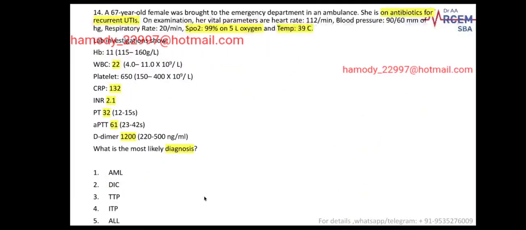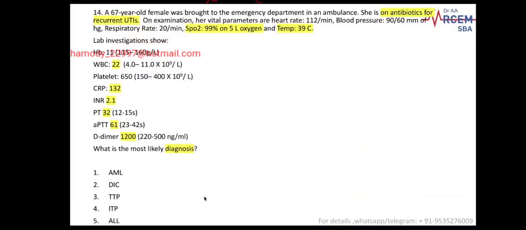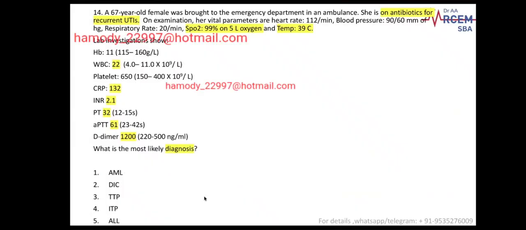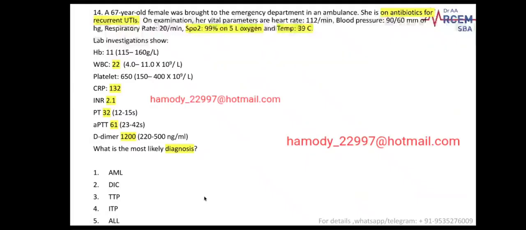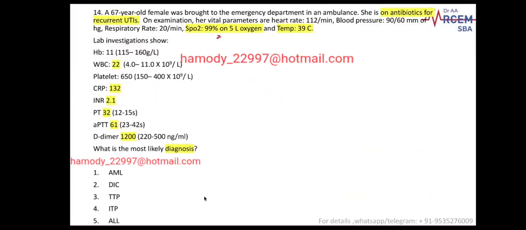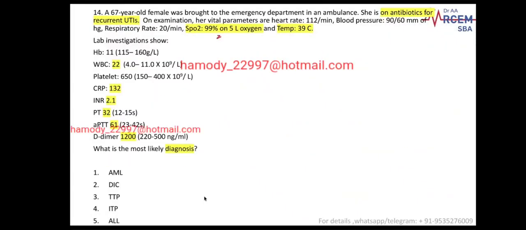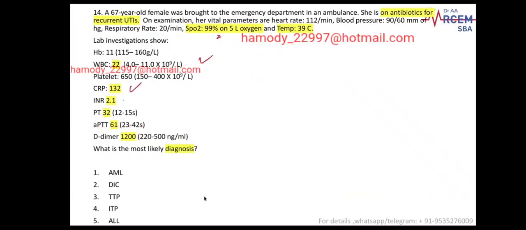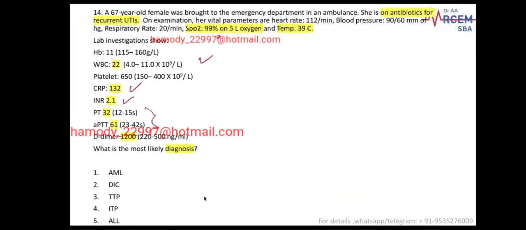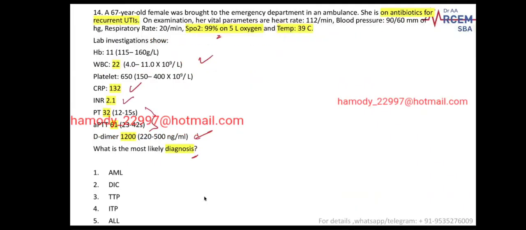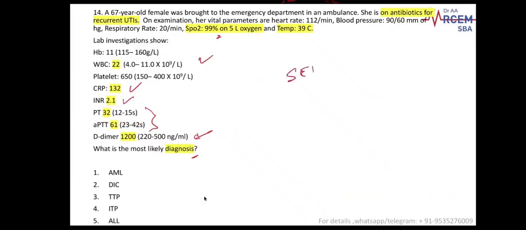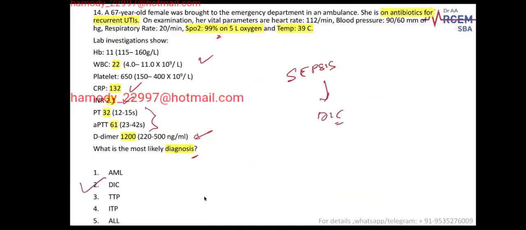A 67 years old female was brought to the emergency department. She is on antibiotics for recurrent urinary tract infections. Saturations are 99% on 5 liters oxygen. Temperature is on the higher side. WBC is elevated. CRP is elevated. INR is on the higher side. PT and APTT prolonged. D-dimer is on the higher side. Diagnosis, to be very simple, again, urosepsis leading to a DIC in this individual. So the right diagnosis is DIC.